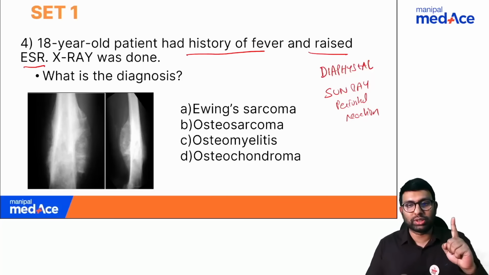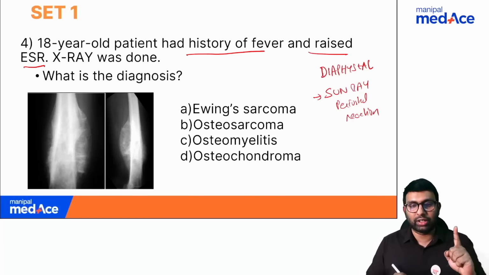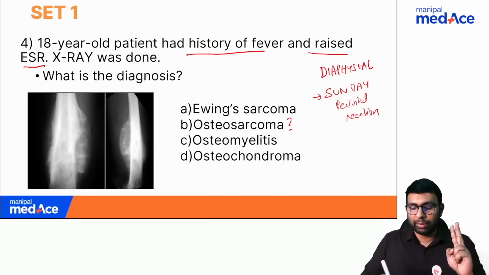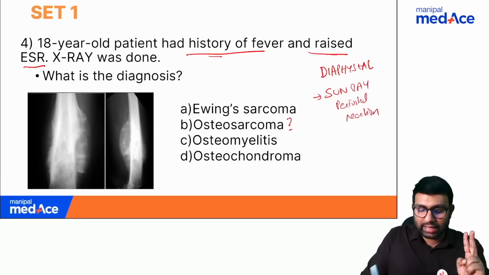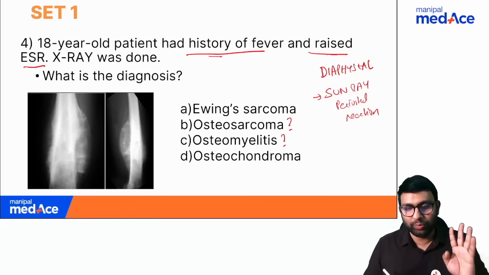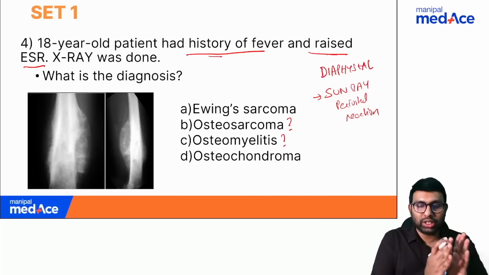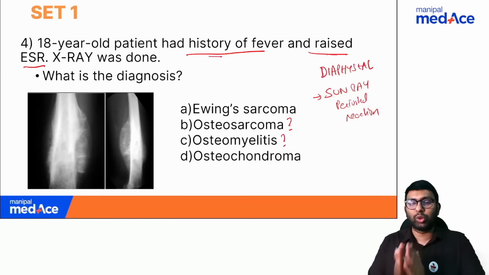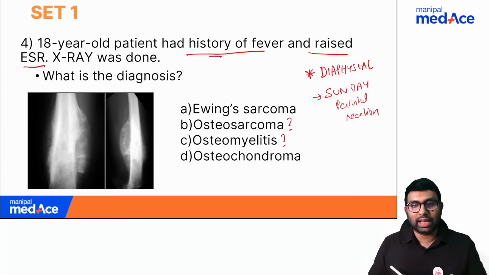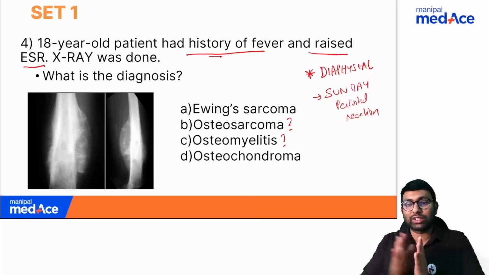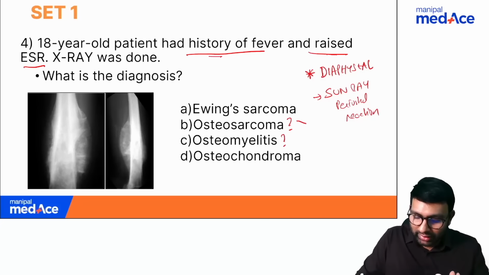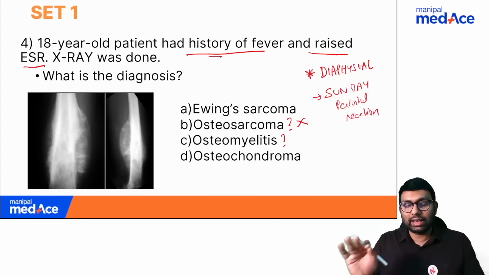Now students had a few confusions in answering this question. Their first confusion was that because it is a sun ray appearance, should the answer be osteosarcoma? The second doubt was that because there is history of fever and raised ESR, should the answer be osteomyelitis? Let me clear these two doubts for you. The first thing is, whenever you're diagnosing a tumor, the location where the tumor is present becomes very important. So we know that the location of the tumor is diaphyseal. We know osteosarcoma is not a diaphyseal tumor, it is a metaphyseal tumor. So osteosarcoma cannot be the answer, even though there is a sun ray periosteal reaction.